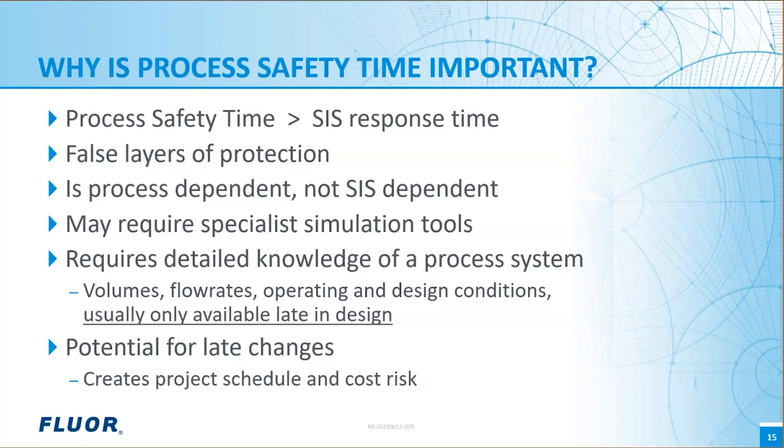So in my experience, process safety time calculations are typically done in the run-up to a 60% model review, around that time. And at that time, that's typically when project management are looking to lock down the design and change control.